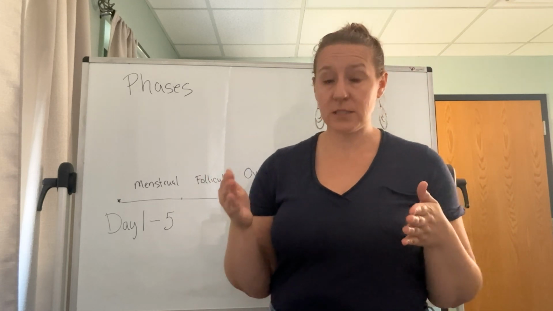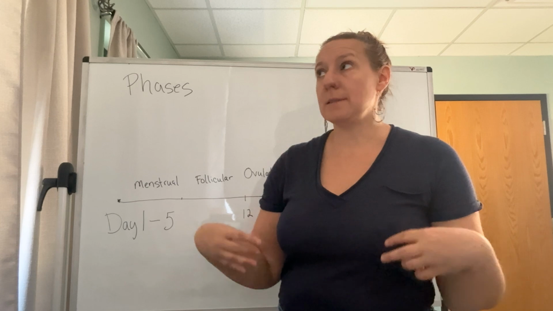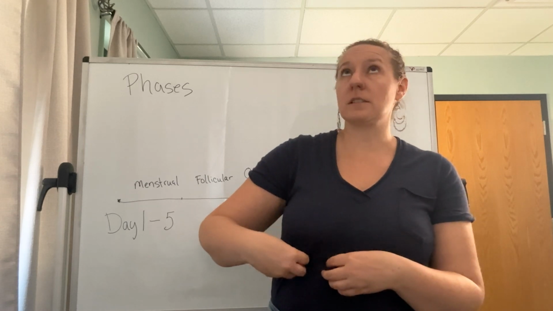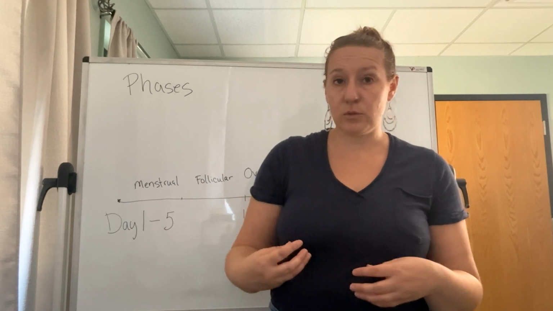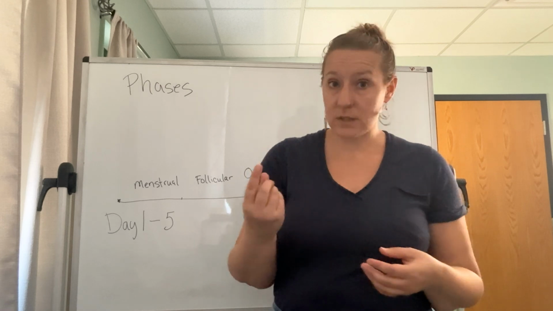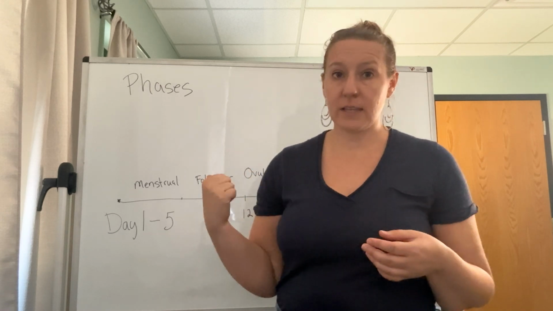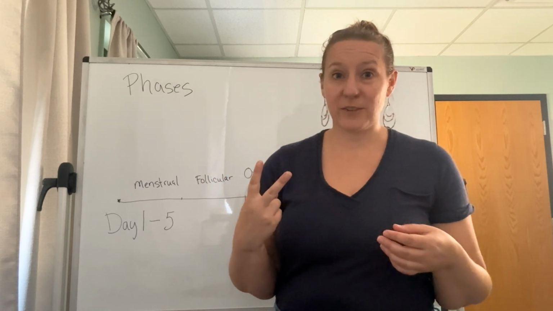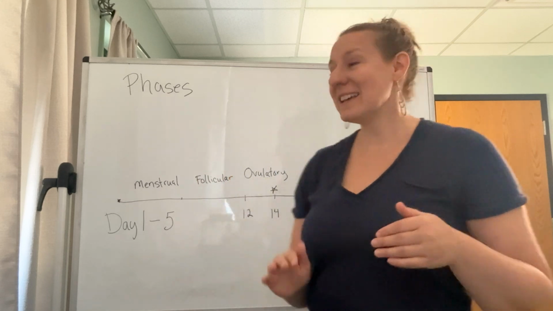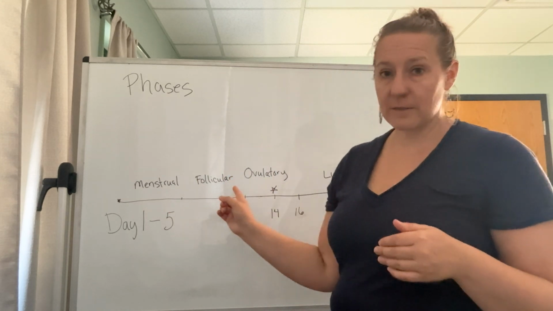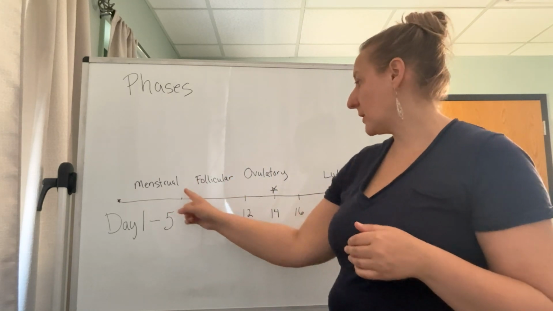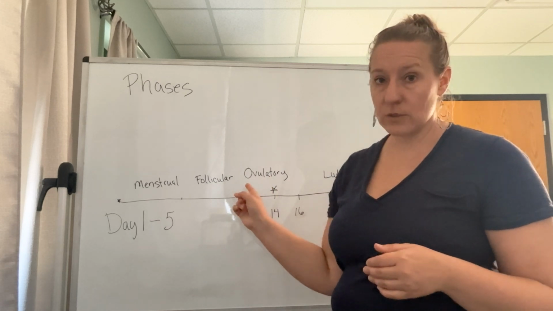And that's on purpose. It's because your follicles are maturing into eggs, and one of those lucky eggs is going to get released at ovulation. 2 eggs if you're gonna have twins, but that's beside the point. So follicular phase is between your period and then leading up to the ovulatory time.